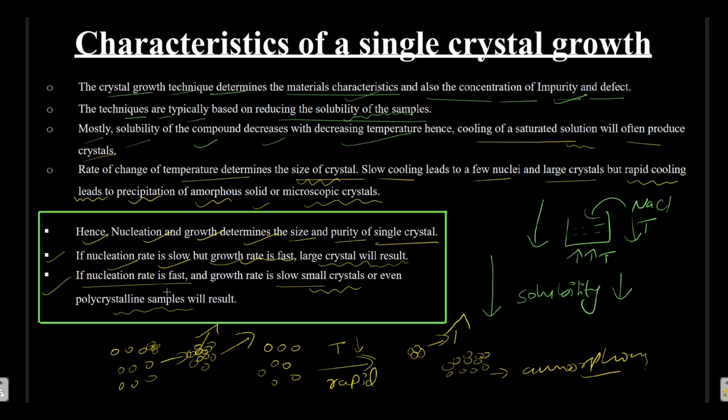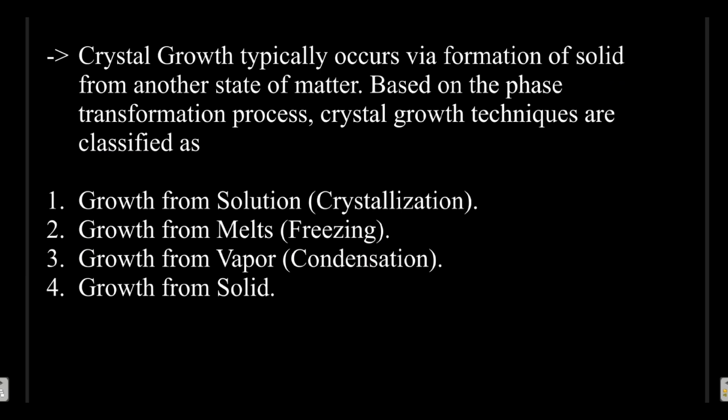But if the nucleation rate is fast, if nucleation is happening quickly, more and more crystals are coming over here, then what will happen? The crystal size will be small, but there will be a lot of crystals. We will understand it later in the video. So, crystal growth typically occurs via formation of solid from another state of matter. So, another state of matter will form a solid. That's how crystal is grown.